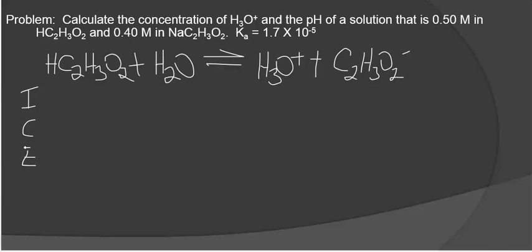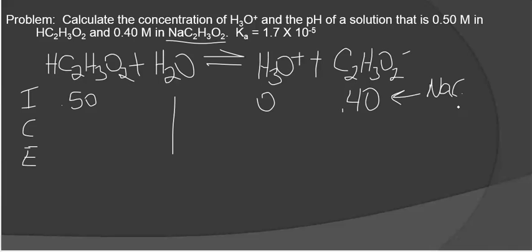Icebox. Initial concentration of the acetic acid is 0.5. H3O is 0. Now I have a salt here, so that's going to give me a concentration initially of 0.4 for acetate. So the 0.4 comes from sodium acetate. Then we're going to do the change. We don't know the equilibrium, so we'll do X's.